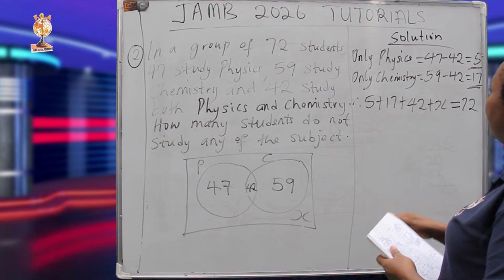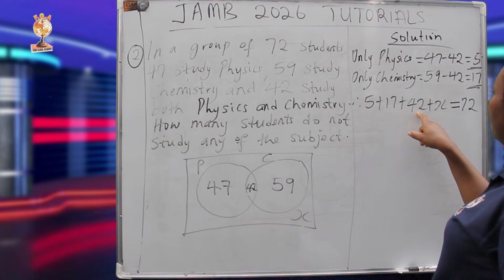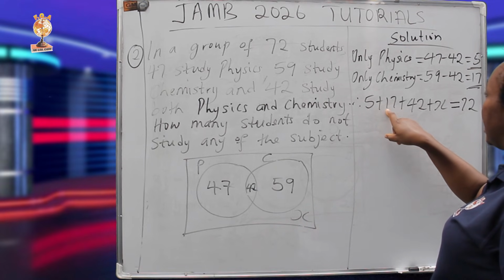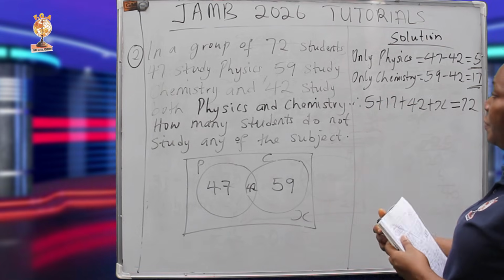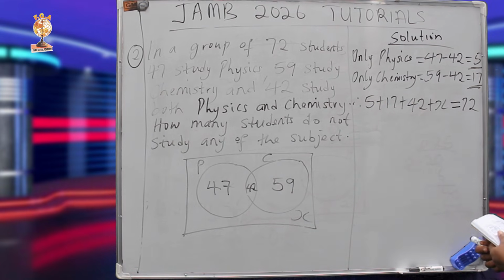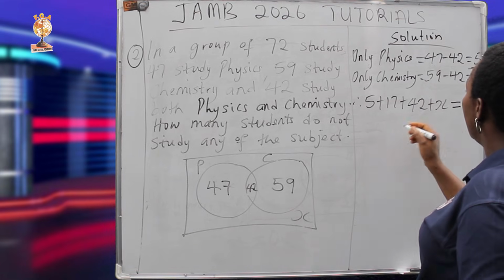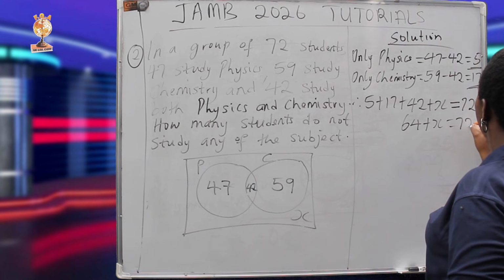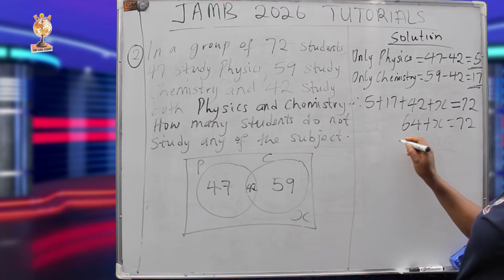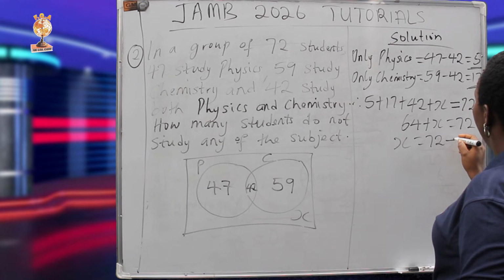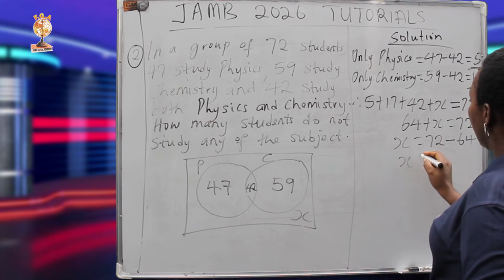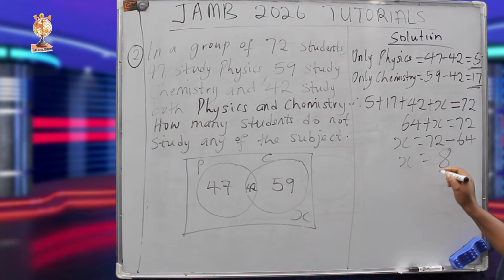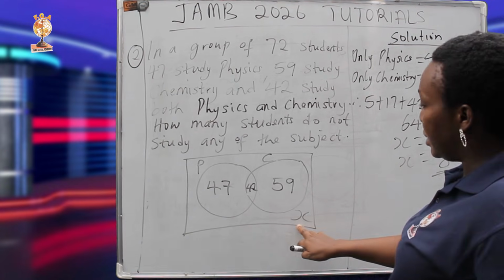Okay, so let's add together. If we add everything here together, this is 42. 42 plus 17 gives us 59. Then 59 plus 5 gives us 64. So we have 64 plus S equals 72. How do we get our S? S is equal to 72 minus 64. When you subtract 72 minus 64, it gives us 8. So S is 8.